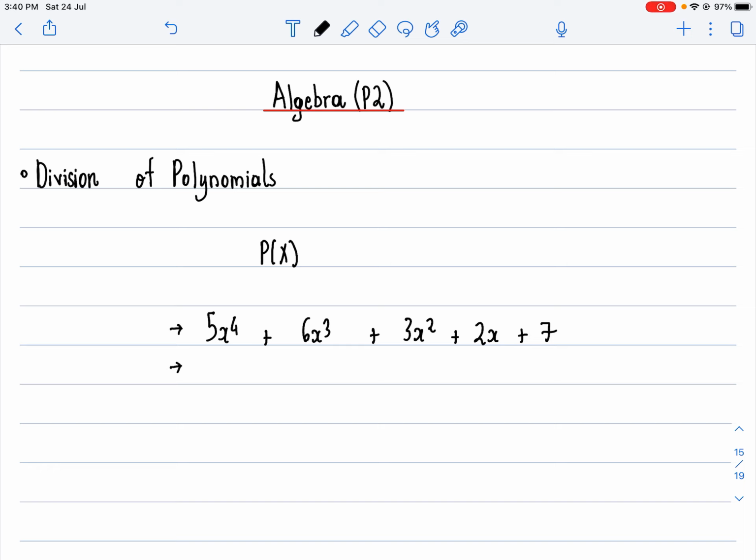Or you can take another example, something like 6x cube plus 5x square plus 3x plus 8. Basically it's x raised to 4, x cube, all of these are there. Obviously there's no x square here because then it becomes quadratic, if I start from x square, x and constant. So these are some examples of polynomials, but we are mainly focusing on division of polynomials.